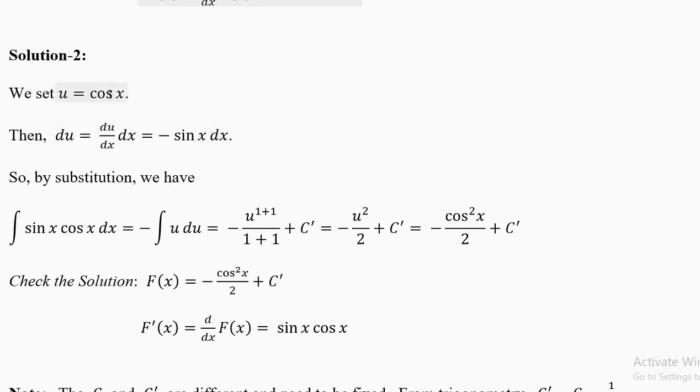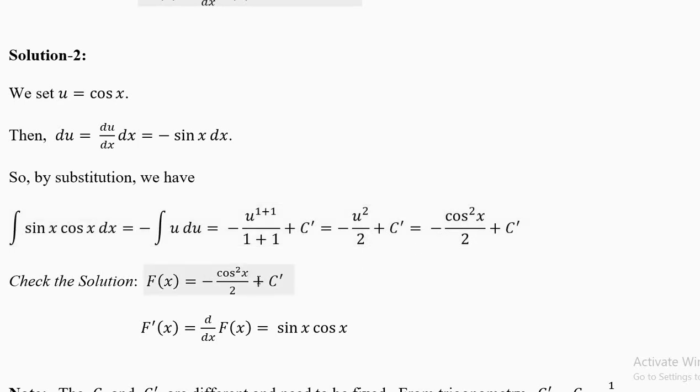You can also put u equal to cos x, because du is equal to minus sine x dx, and this minus can be adjusted. So sine x cos x dx will become minus u du. The integral will be minus u power 1 plus 1 divided by 1 plus 1 plus c prime. We are putting a new c, so I have put a dash here. So it is minus u square over 2 plus c prime. You'll get minus cos square x over 2 plus c prime.